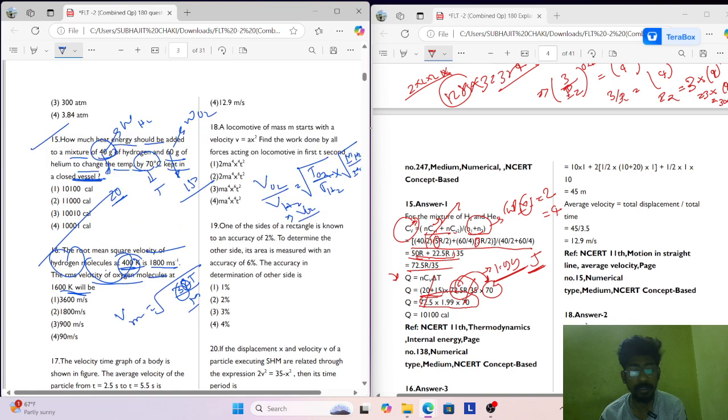V of hydrogen we know is 1800. T of oxygen divided by T of hydrogen is 1600 by 400, which is 4, and mass of hydrogen is 2, mass of oxygen is 32. Therefore 1 by 16. Multiplying by 4 gives 1 by 4, and root of that is 1 by 2. So V of oxygen will be half of 1800, which is 900. Therefore the answer will be option number 3.